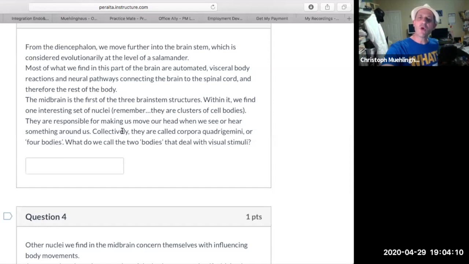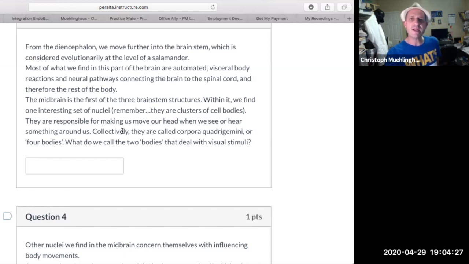From the diencephalon, we move further into the brainstem, which is considered evolutionary at the level of a salamander. Most of what we find in this part of the brain are automated visceral body reactions and neural pathways connecting the brain to the spinal cord and therefore to the rest of the body.